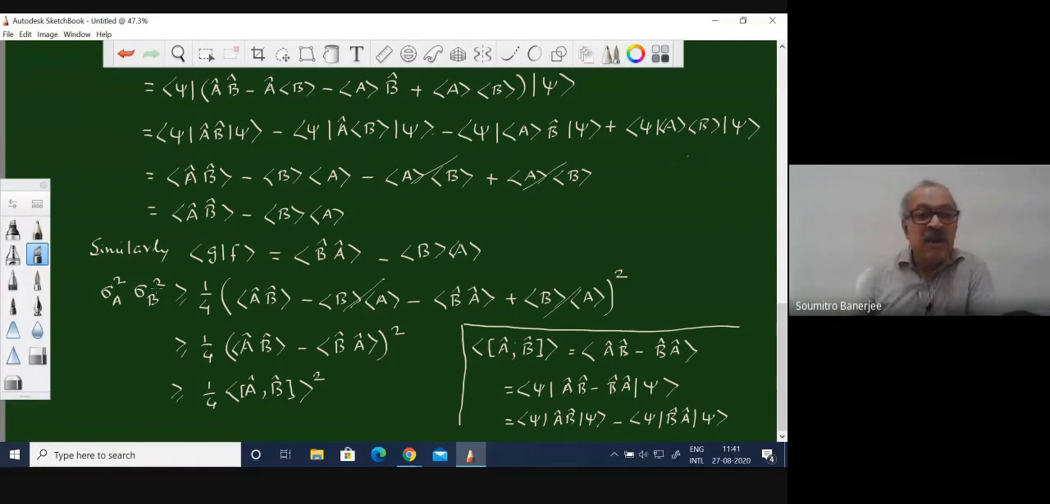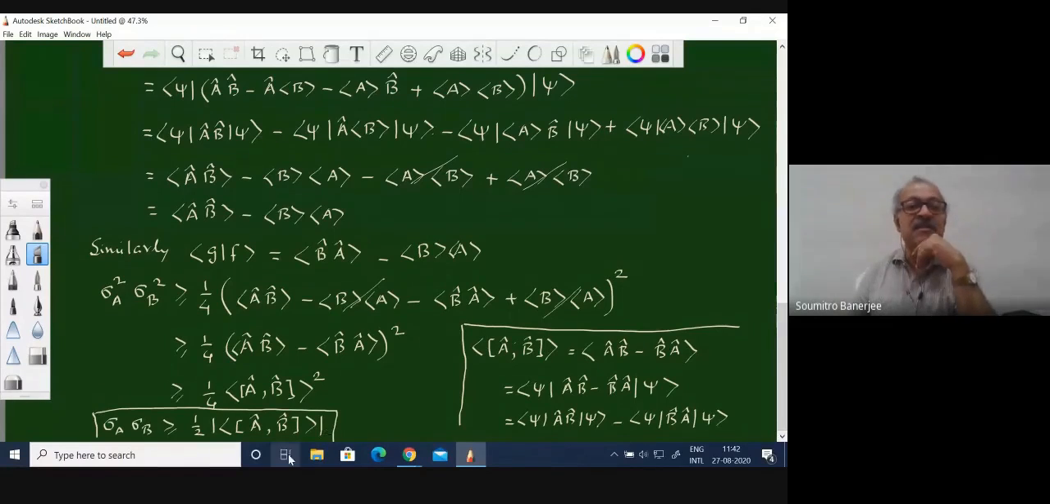So this is a square term. This is a square term. This is a square term. So we can write simply sigma A, sigma B, is definitely bigger than half of the commutator of A and B. Okay, this is the result that we were looking for. This is the statement of the generalized uncertainty principle.